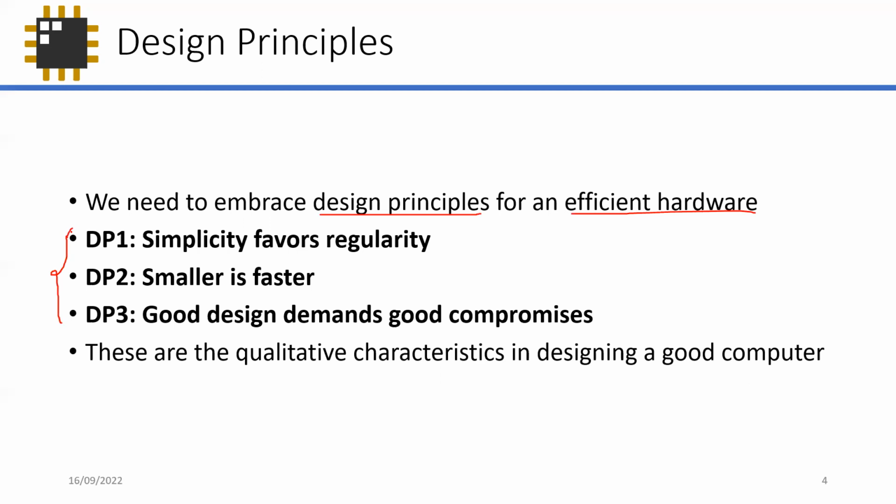Now, this is well studied by professors in the field of computer architecture, especially in Berkeley. And these three qualitative characteristics are something that everyone is always looking for. Number one is simplicity favors regularity.